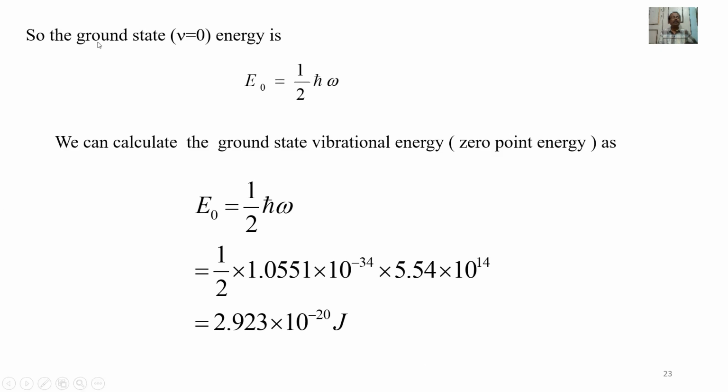Now the ground state, nu equals 0 energy, E naught equals nu plus half h bar omega. Putting nu equals 0 will give us E naught equal to 1 by 2 h bar omega, and we substitute the corresponding values. H bar equals h divided by 2 pi. H is nothing but 6.626 in 10 power minus 34, divided by 2 pi, that will give you h bar. You substitute, we will get 1.0551 in 10 power minus 34 times omega. Just now we have calculated omega as 5.54 in 10 power 14, and we will get the E naught value as 2.923 in 10 power minus 20 joules.